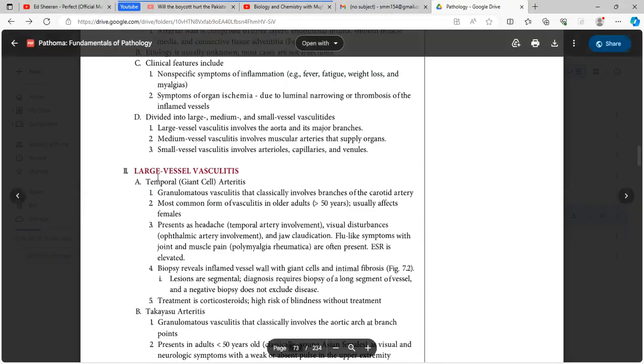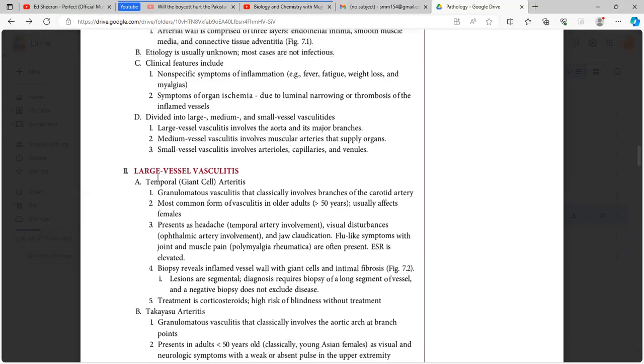The first one is large vessel vasculitis. The first example is giant cell arteritis. Giant cell arteritis is predominantly in people who are above 50 years of age, and the most frequent complication is blindness. Why? Because giant cell arteritis is also called temporal arteritis. It's called so because it targets the temporal artery and causes blindness in people. The other frequent complaints in people are headache and visual disturbances.